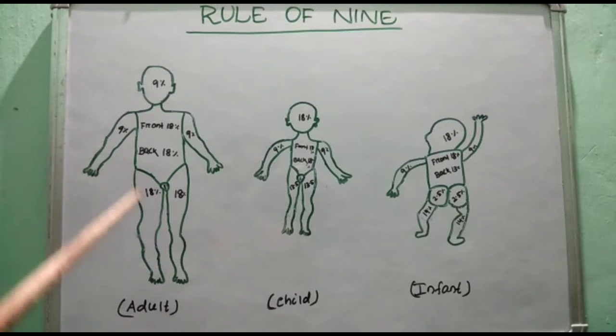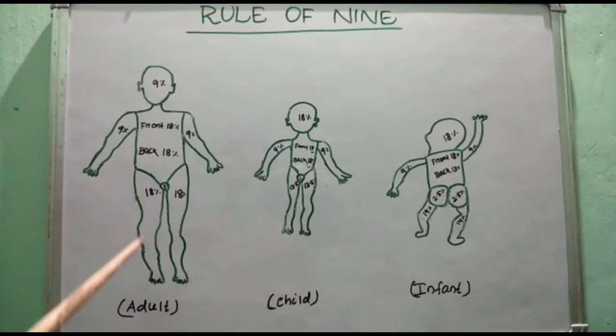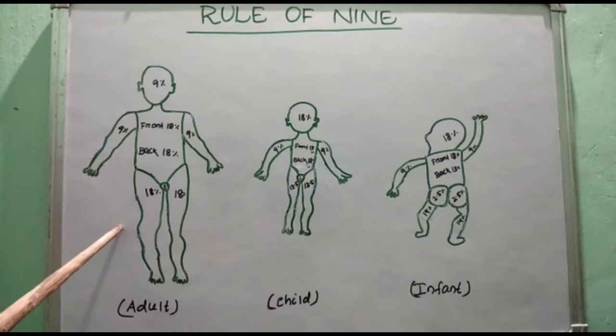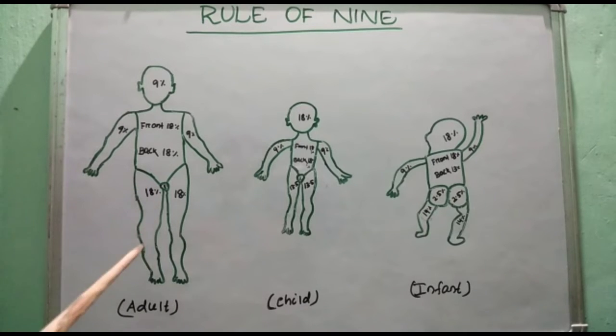And if only the anterior part of the right leg is bone, it should be given 9%. And if only the posterior part of the right leg is bone, it should be given 9%. So total is 18%. If total right leg is bone, it should be given 18%. Then same, if total left leg is bone, it should be given 18%.